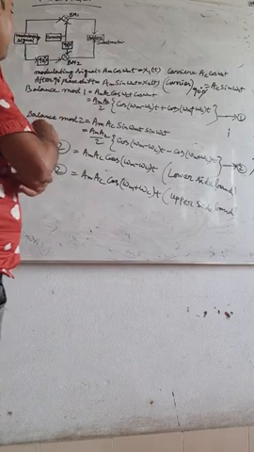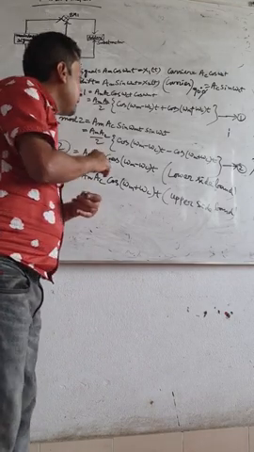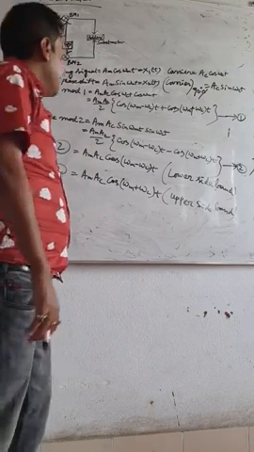And the result of balance modulator 2 output is AM into AC into sin omega nt into sin omega ct. So AM into AC by 2 times cos of (omega n minus omega c) t minus cos of (omega n plus omega c) t.